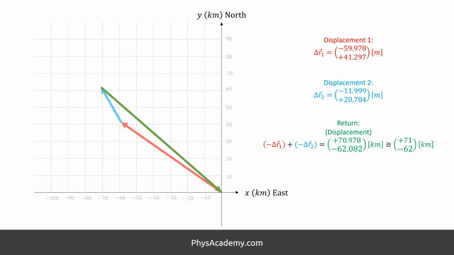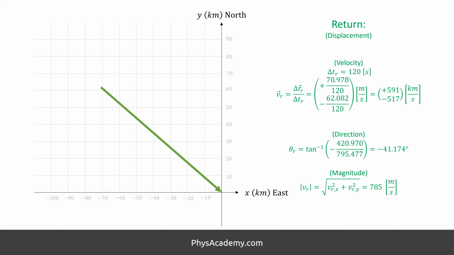To calculate his velocity, we divide his displacement vector by 2 minutes, or 120 seconds, left out of this 5 minutes trip. Doing so, we get 591 meters per second along the x-axis and negative 517 meters per second along the y-axis.